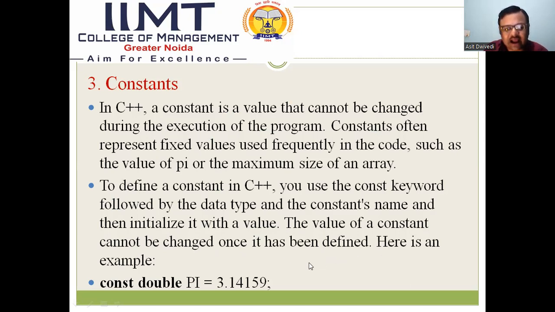Now here is an example. const double pi = 3.14159. const is for constant, double is the data type, pi equal to 3.14159.